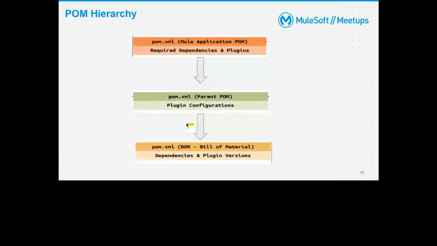The reason we have a separate POM for versions and for plugin management is that it is more common to update dependency or plugin versions compared to plugin configurations. So we rarely make changes to plugin configurations, right? But we often change the plugin versions or dependency versions, right? So in this way, we can reduce the duplication by making all projects use a centralized parent POM and BOM.